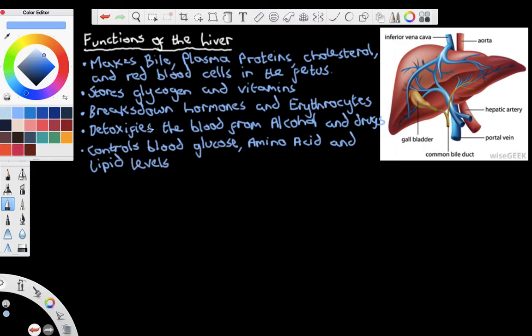So just from this list, you can see that the liver has some really important jobs in your body. It makes molecules known as bile, plasma proteins, cholesterol, and it also makes red blood cells in the fetus. It stores glycogen and vitamins. It breaks down hormones and erythrocytes, which are known as red blood cells commonly. It detoxifies the blood from alcohol and drugs, and it controls blood glucose, amino acid, and lipid levels in the blood. Okay?